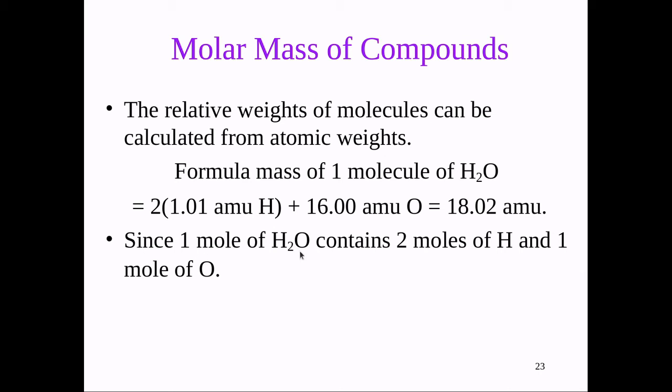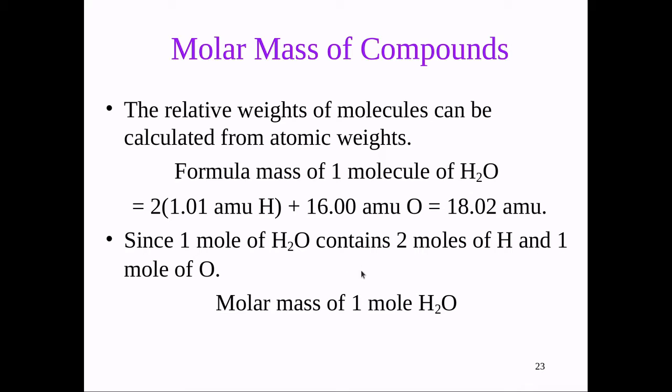Since 1 mole of H2O contains 2 moles of hydrogen and 1 mole of oxygen, now that we've multiplied the number of atoms by a mole, we also multiply these by it, and the proportions stay the same. That's going to be important in the next part.